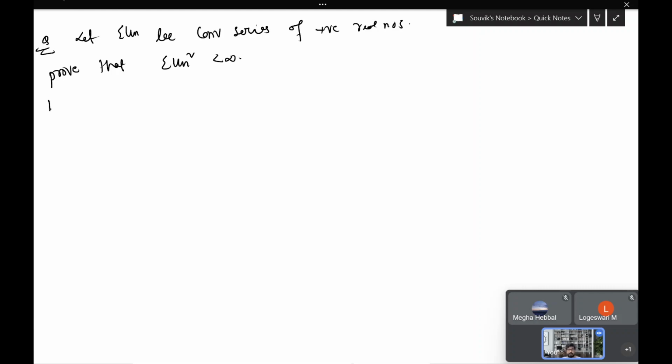Okay, so the hint is the comparison test. You somehow need to use a comparison test. Observe that there is no other sequence given except the summation of a_n. So you somehow need to compare the sequence with itself in some clever way. So try it now.